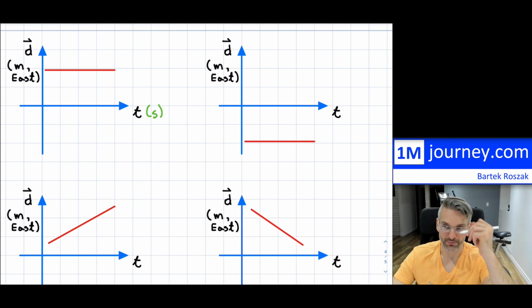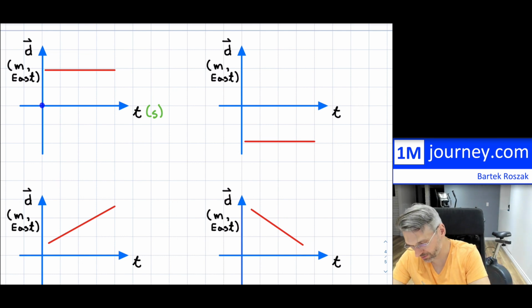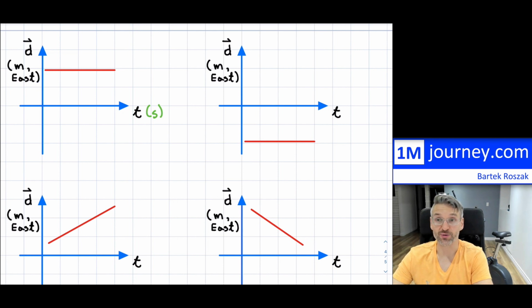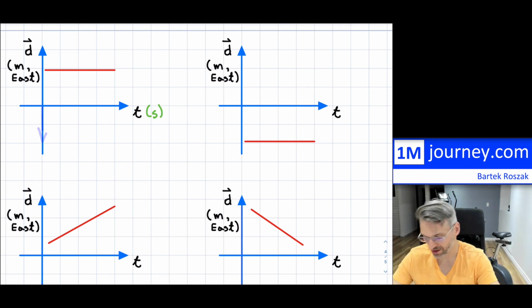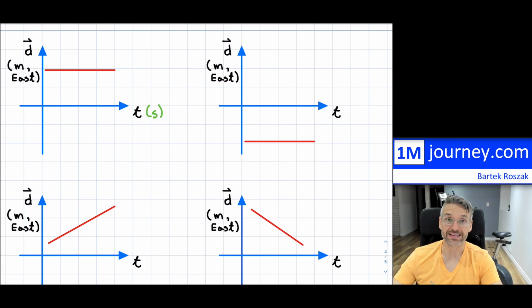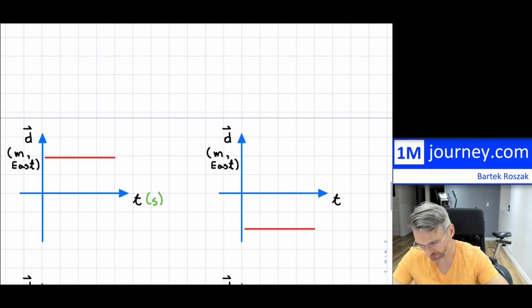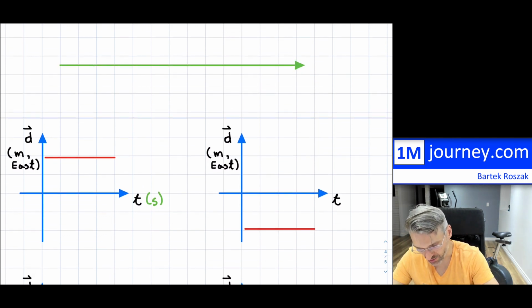So, and it's going up. This right here would mean that this is 0, and as you're going up, this means positive. So that means you're on the positive side. And then going in this direction would actually mean you're going in the negative east, which means you're on the west side.